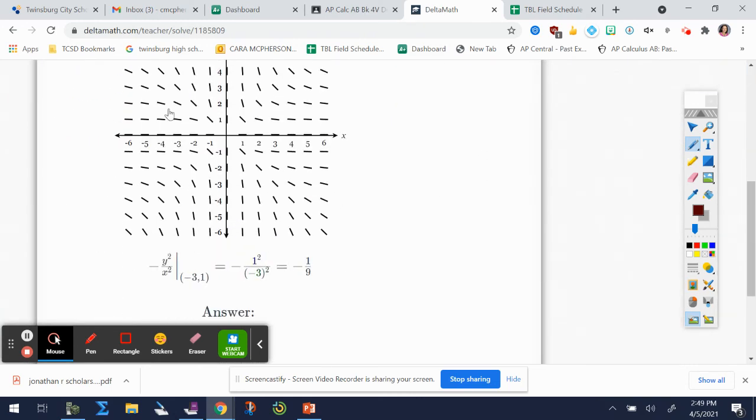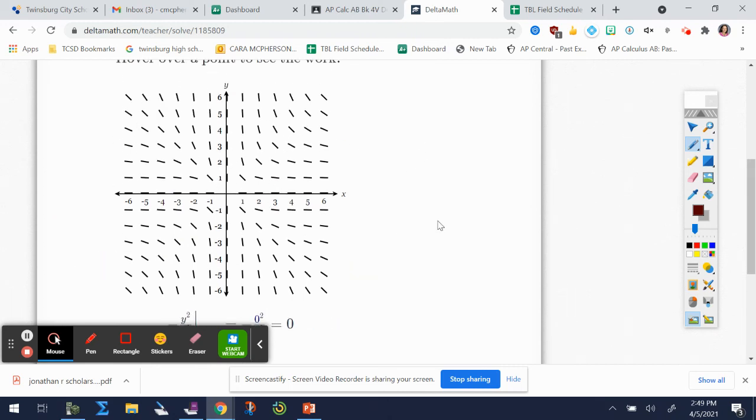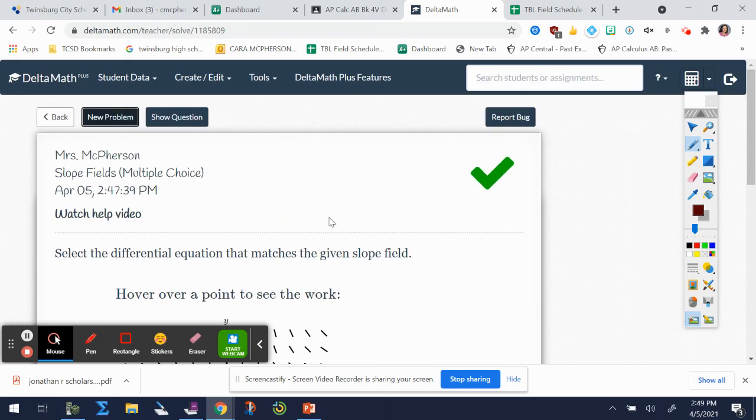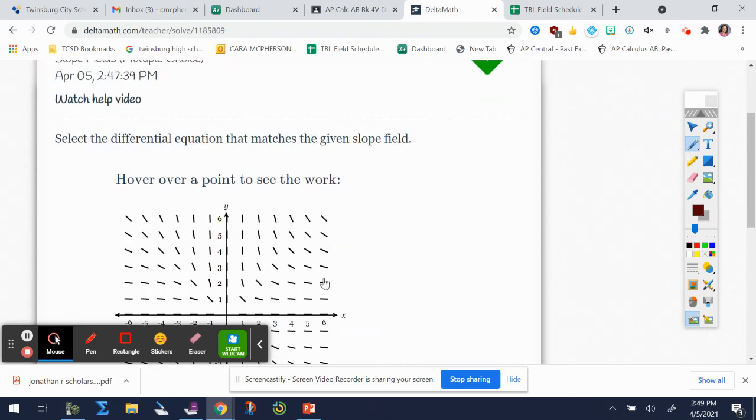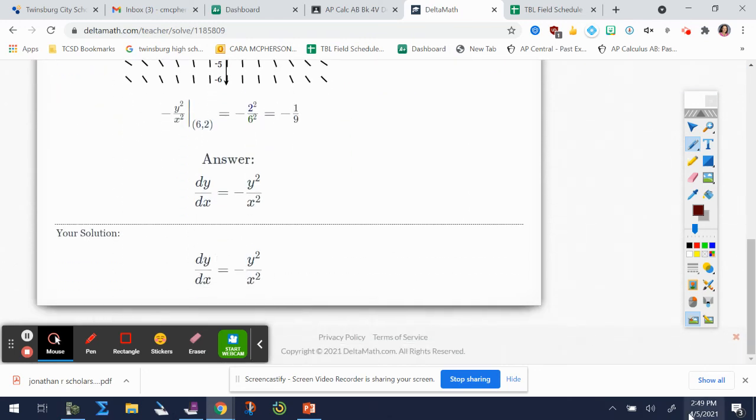There we go. And again, you can hover over any point you want and it will tell you about the slope. It'll tell you when it's vertical, it'll tell you when it's horizontal. So that's how you do the matching. And I think the best way to go is look for zero slopes, look for undefined slopes, so your vertical and horizontal, and then look in each quadrant and look at the comparison between positive and negative slopes. So that is how we match a slope field to a given differential equation.